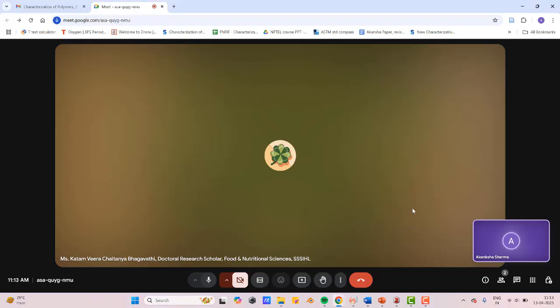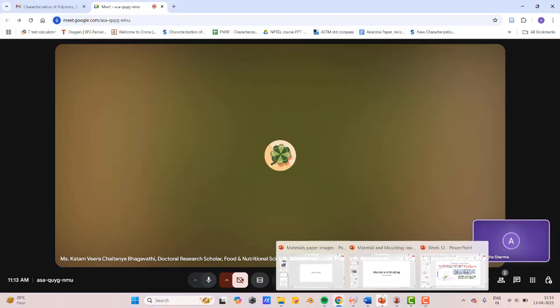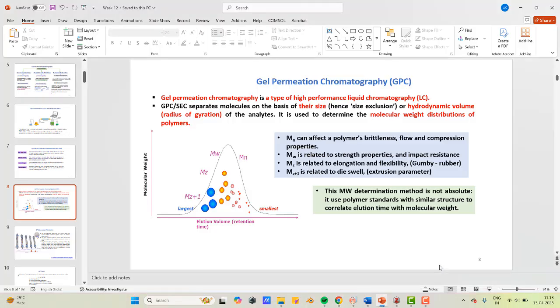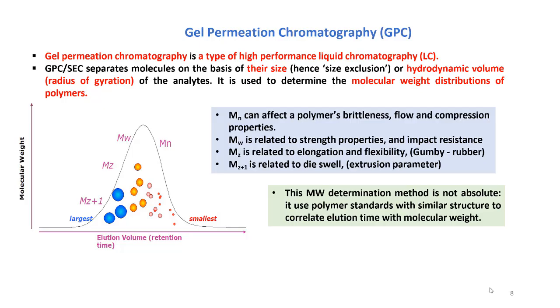Yeah, good morning. So I am starting with the chromatographic techniques. Do you have any idea about the chromatographic techniques, how it works?